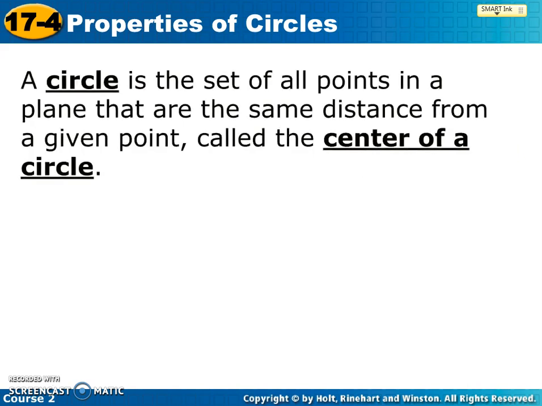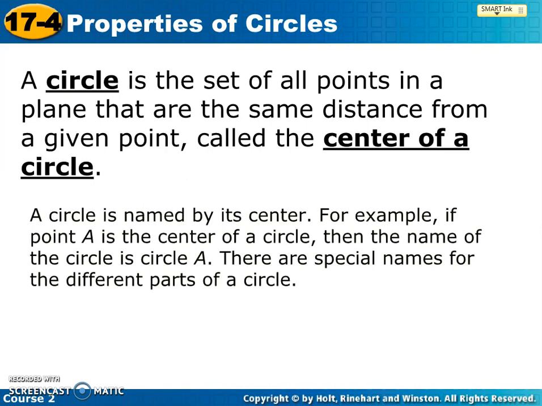Alright, so here's our first vocab word, a circle. We know what a circle is. A circle is the set of all points in a plane that are the same distance from a given point, and that middle point we call the center of a circle. That given point in the middle, where the distance is measured from, is called the center of a circle.